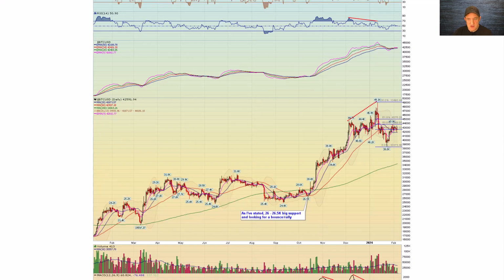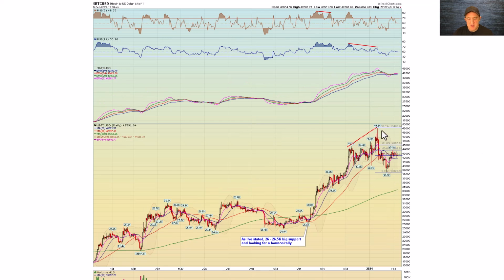Chart 52, here's Bitcoin. Again, after forming that divergent high, it's bounced, but so far it's stalling here a little bit. I added some fibs to monitor.